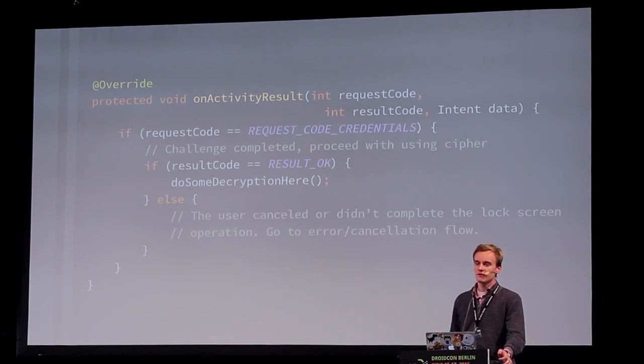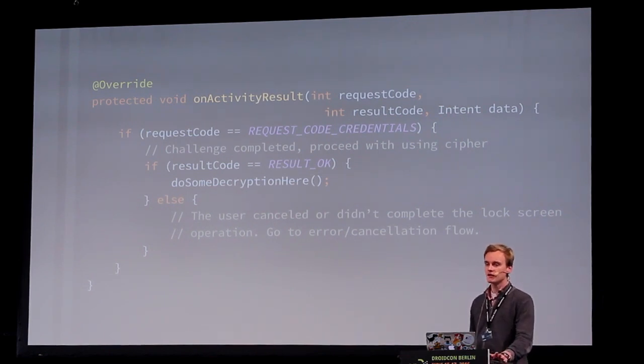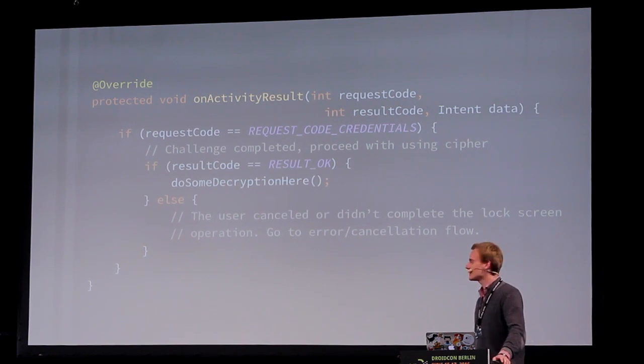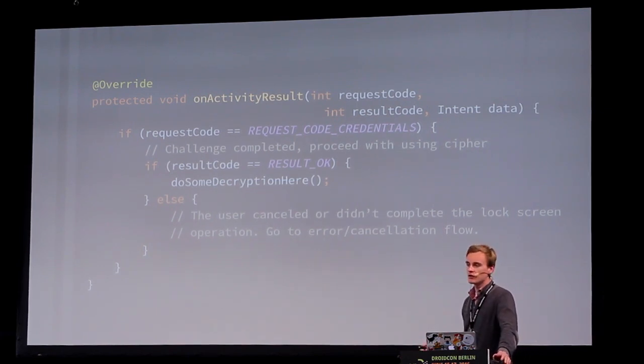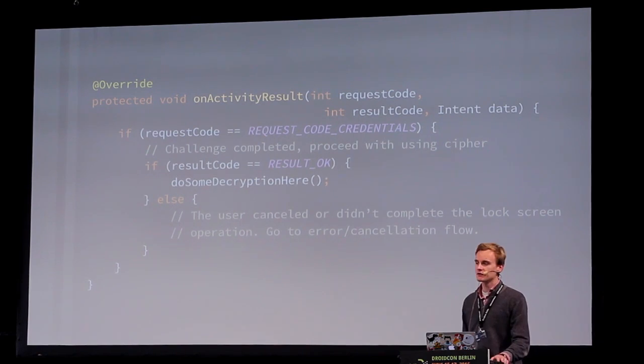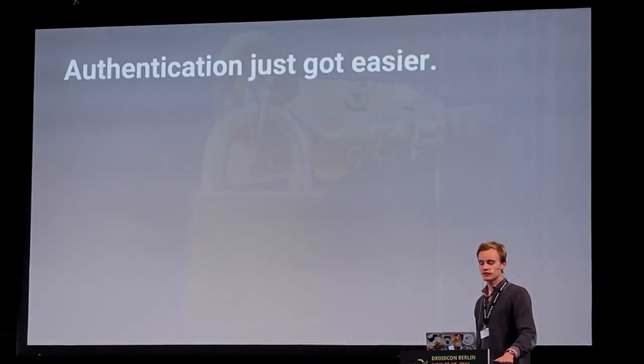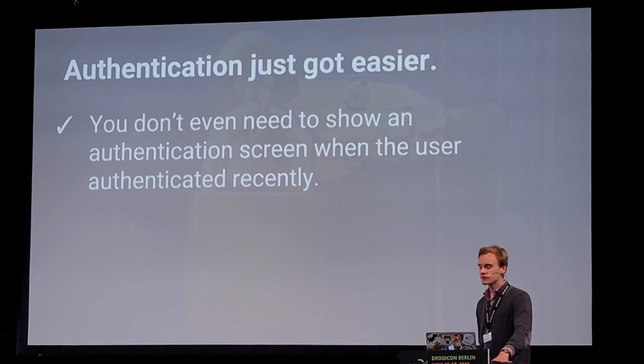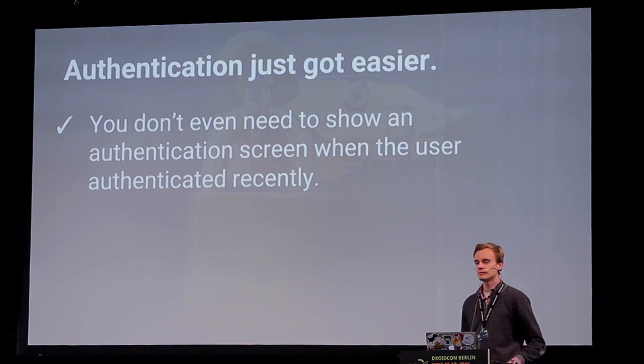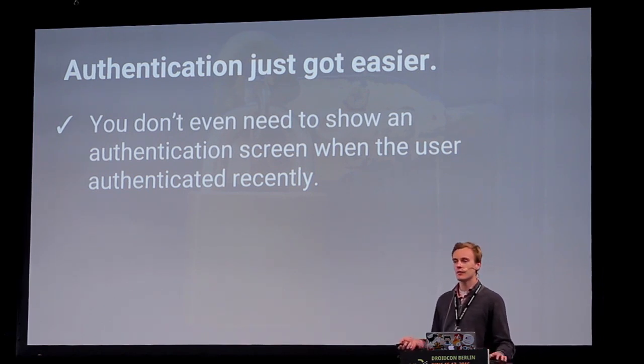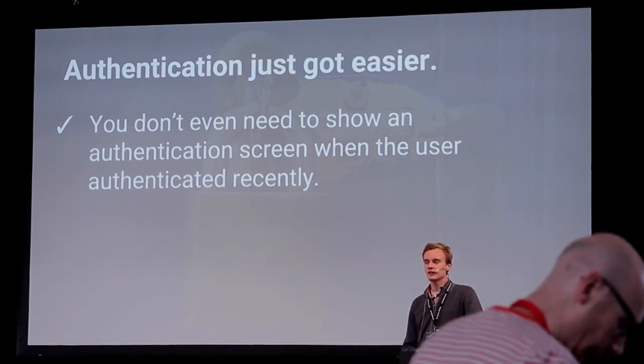And if the system says the user recently authenticated, you just try again to get the key, initialize the cipher, and then try to encrypt or decrypt the data again. And then it should work without throwing the user not authenticated exception. So in the end, authentication just got easier because you don't even have to show the authentication screen which I just told you about. You can just pull the phone out of your pocket and go inside your app and skip all that.